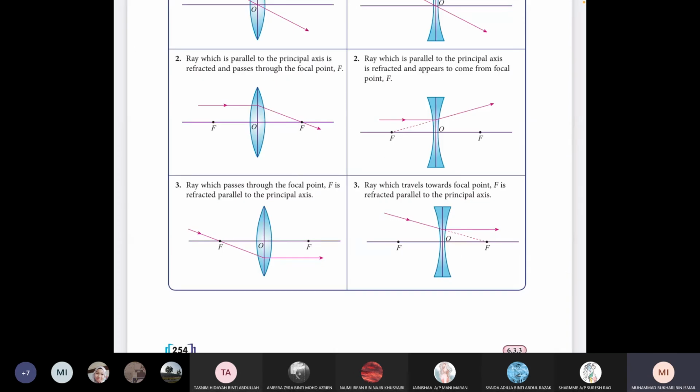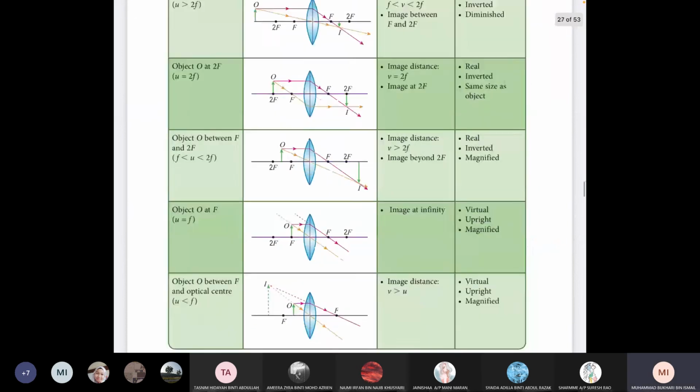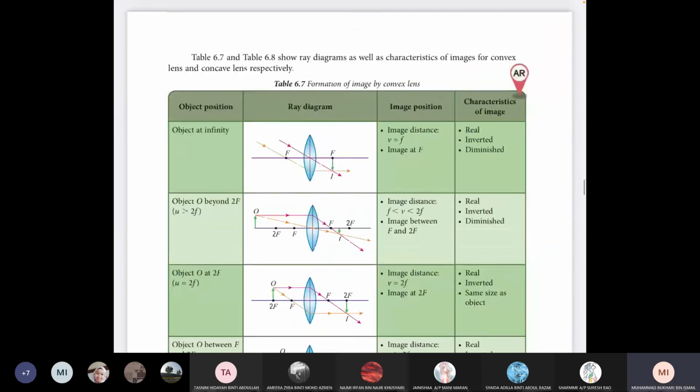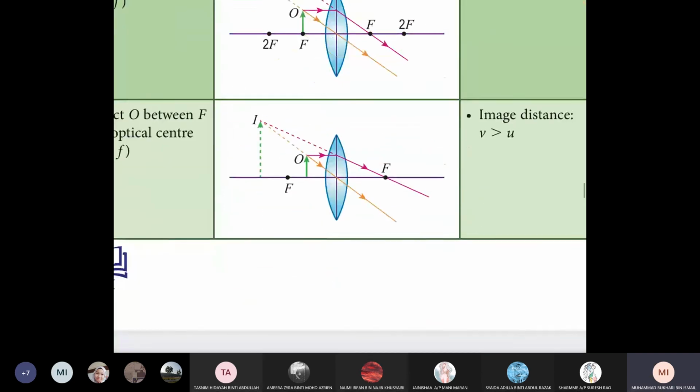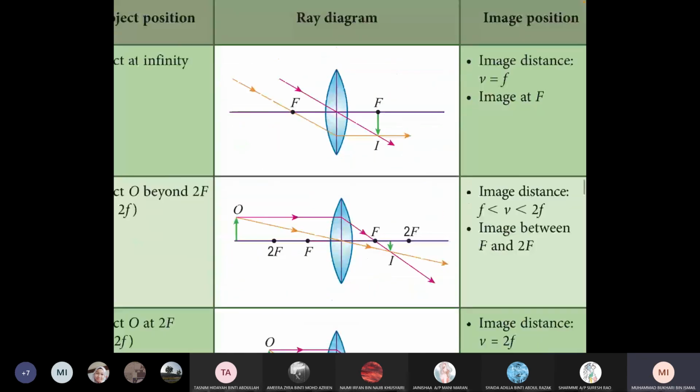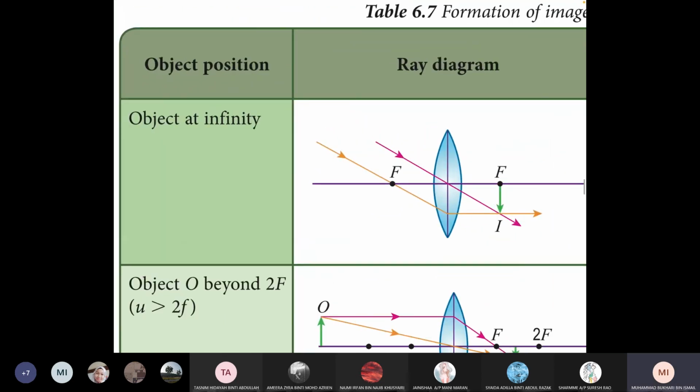We have 6 cases discussed. Can you count it yourself? 1, 2, 3, 4, 5, 6. We have 6 cases that you need to learn how to draw, and you need to understand what are the characteristics of the image produced. The first situation is object from infinity. Actually, the cases are determined by the position of the object.